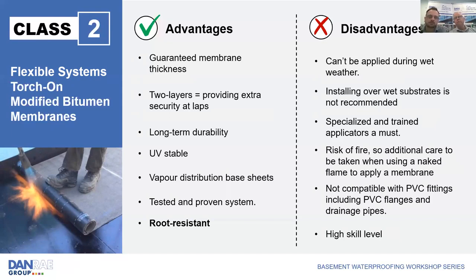Generally it is two-layer, but you can get away with one layer depending on the warranty situation and the suppliers. They are root resistant to a certain extent. Some of them are impregnated with a root resistant chemical, which gives them a better system. They're not compatible with PVCs, and they're a lot harder to detail around than PVC membranes, so you use a clamping system to hold them in position.